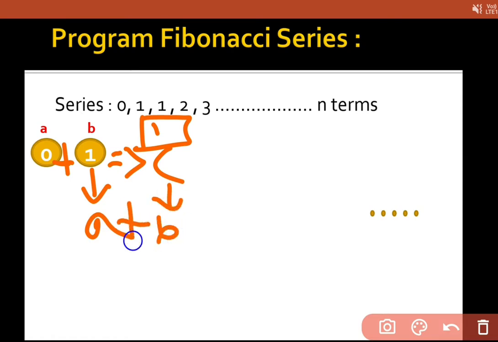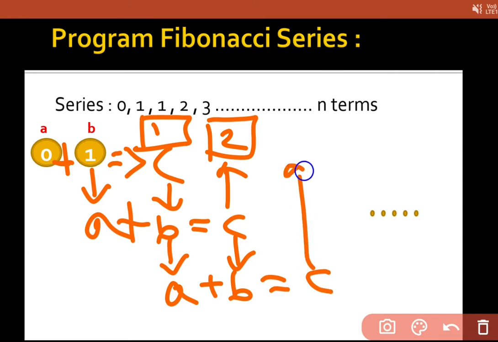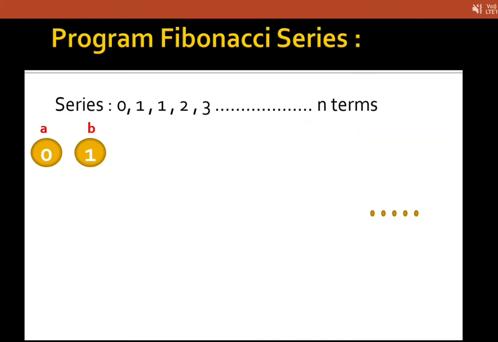Again we have to add A and B and then we have to store it in C and then we have to display C here. Now 1 plus 1 is 2. Now B becomes A and C becomes B and we have to add both of them. It becomes C and we have to display C here. Means 2 plus 1 is 3. Now again B becomes A and C becomes B. We have to add them and store in C and we have to place C here, that is 5. In this way we have to move further in Fibonacci series.